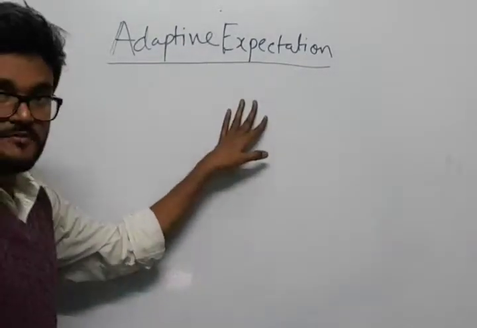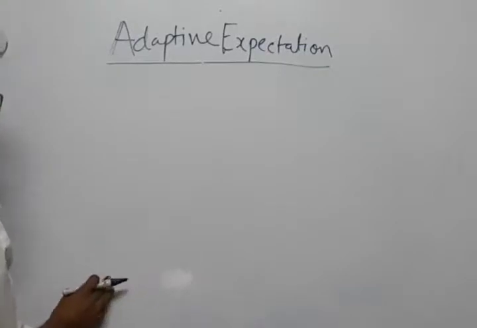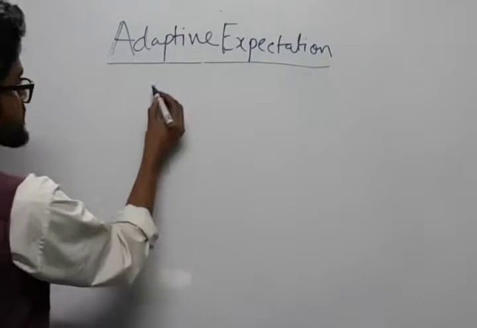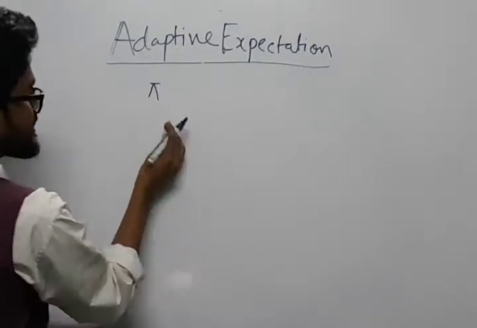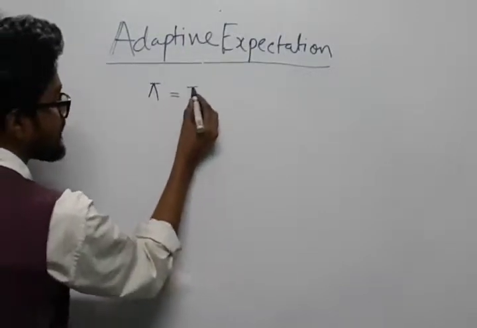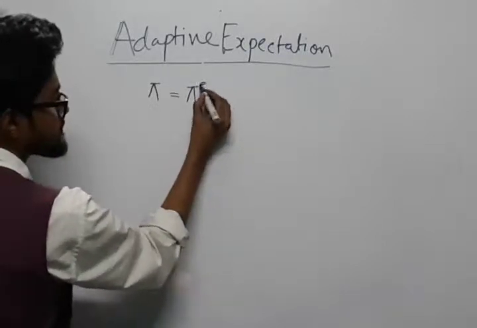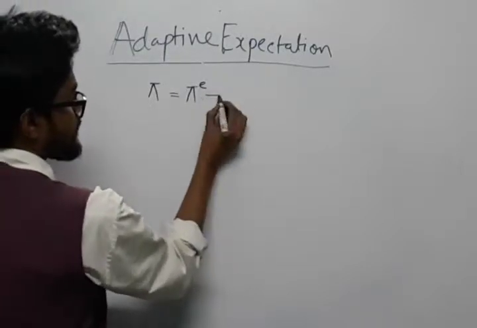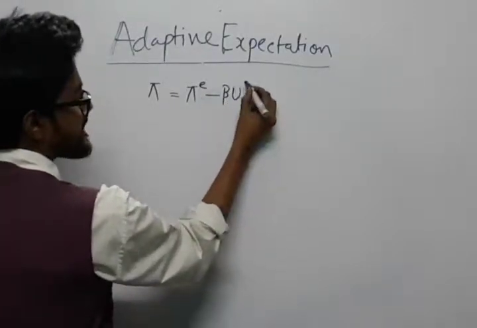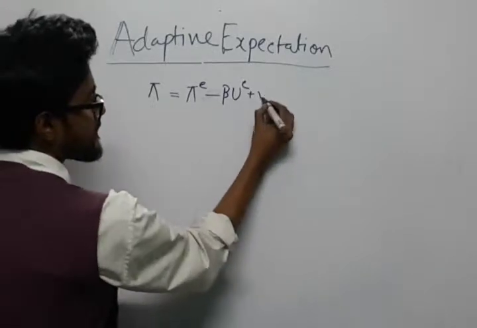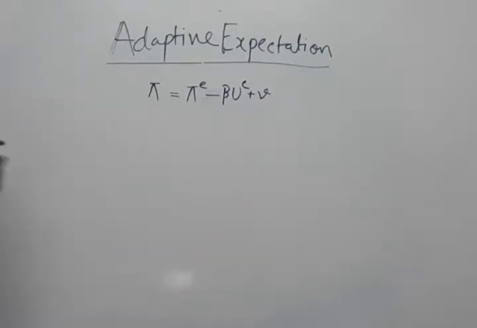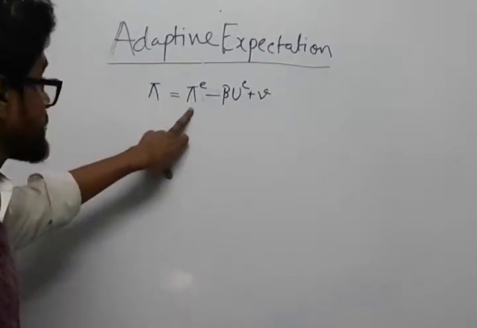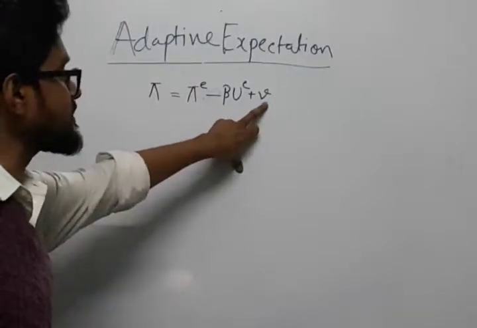So what is adaptive expectation? Before getting into adaptive expectation, first we'll write the Phillips curve equation, which is pi, this is inflation, depends on the expected inflation, the cyclical unemployment and supply shock. So the inflation depends on the expected inflation, cyclical unemployment and supply shock.